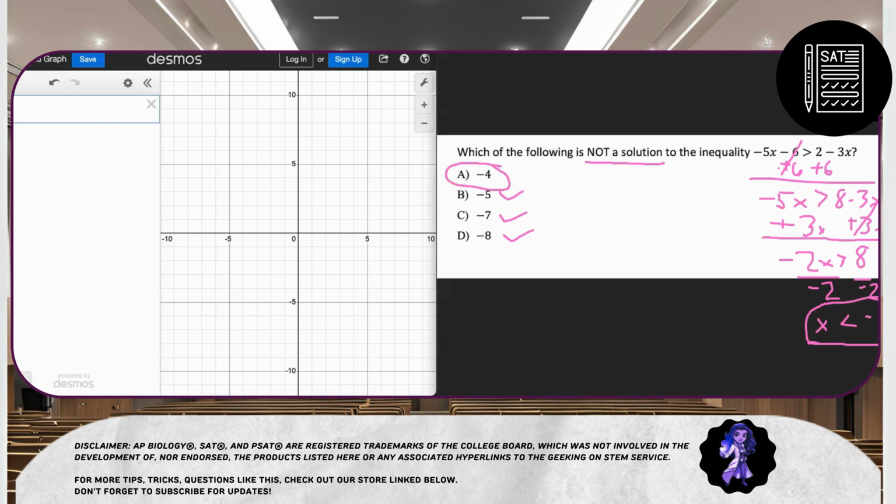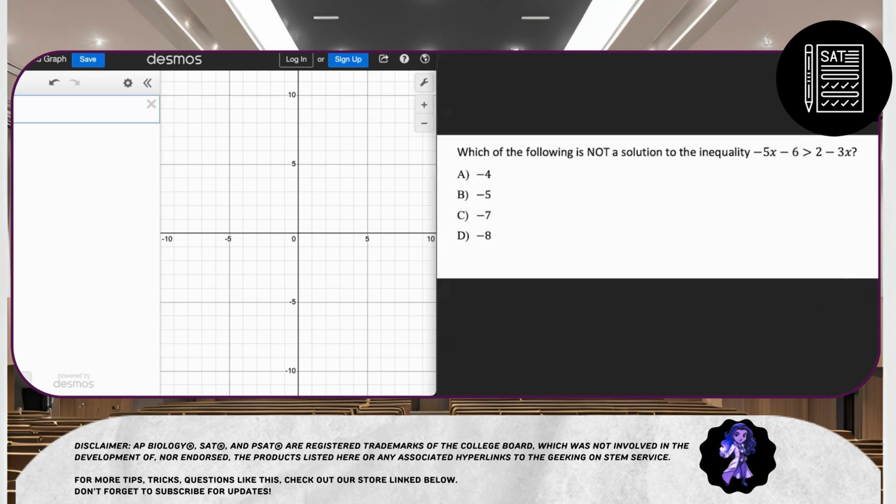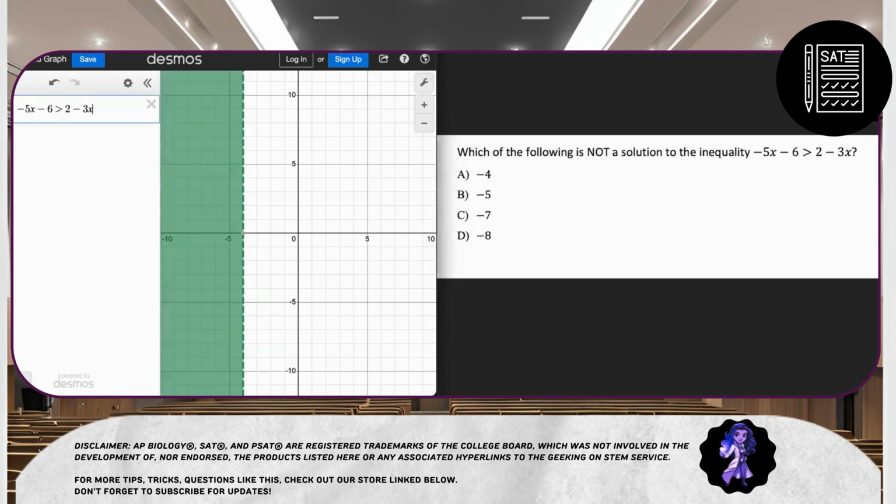Now that took a little bit over a minute to solve. Let's see if we could try to solve this problem a little bit quicker. So I'm going to go ahead and type it into my Desmos calculator. Negative 5x minus 6 is greater than 2 minus 3x.